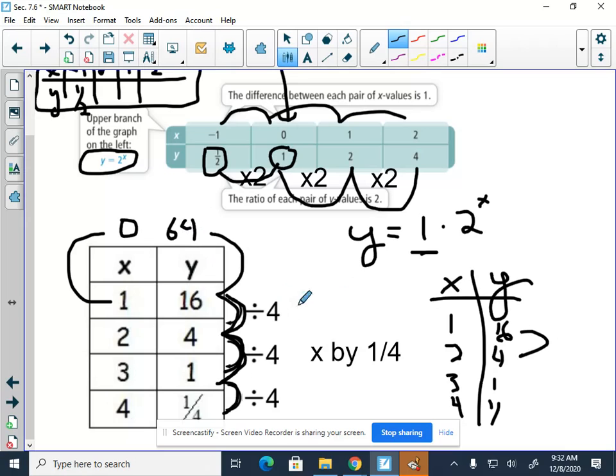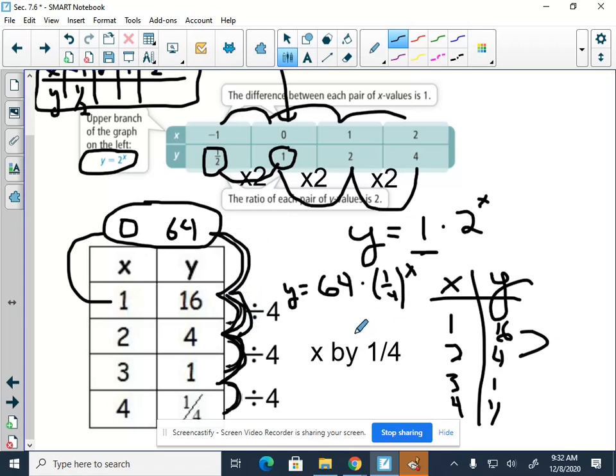So this equation, if I wrote it, would be y equals 64, because that would be the starting amount. It's the amount at 0. We don't have it on there. Times 1/4 to the x. Okay, because each time to go to the next number, we divide by 4, divide by 4. Dividing by 4 is the same as multiplying by 1/4.